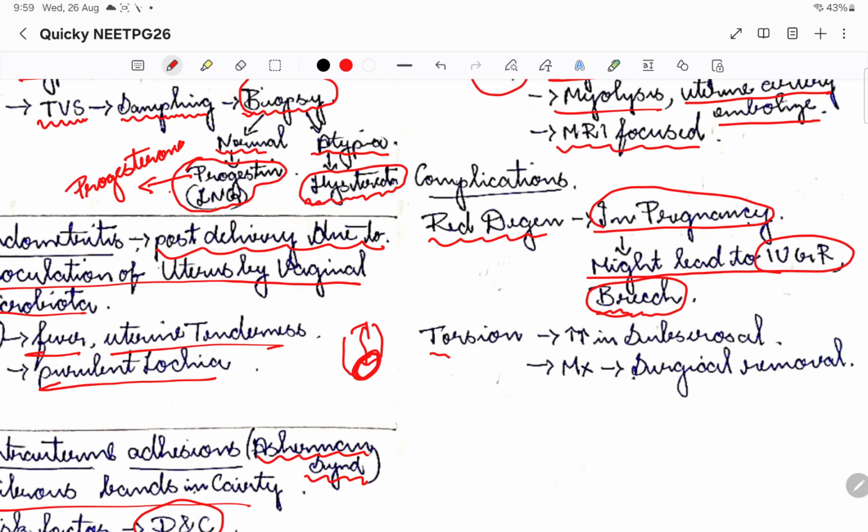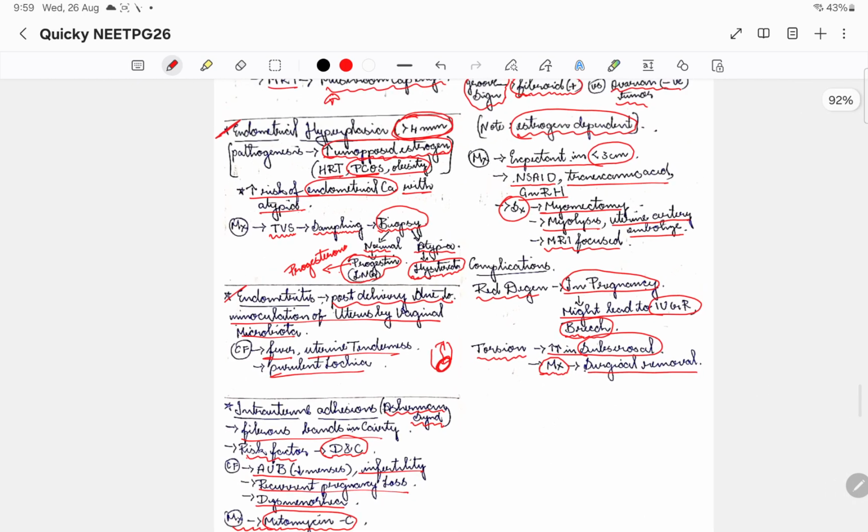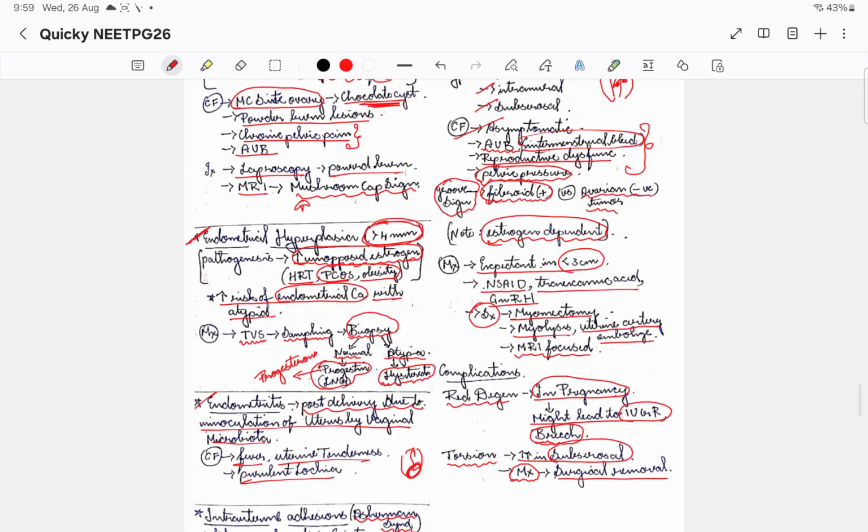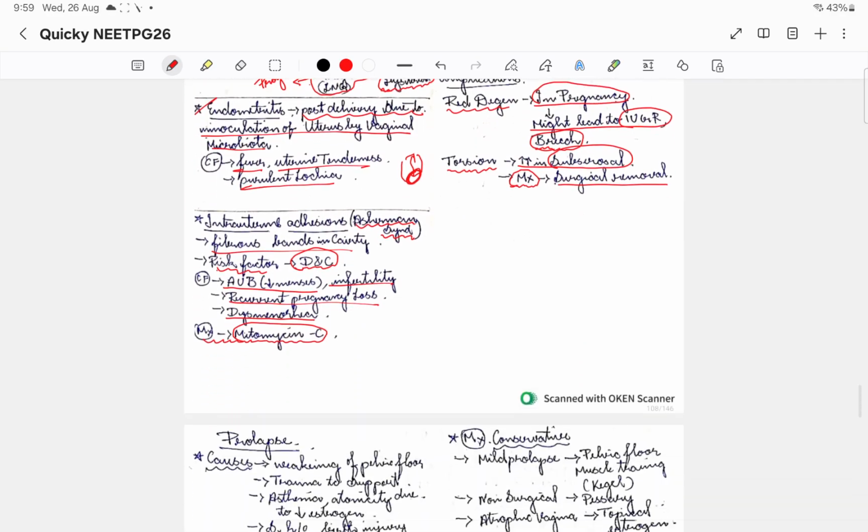Whereas it can go for torsion. A subserosal leiomyoma is outside the uterus, so that is why it can go for torsion. That is where we'll have to do an immediate surgery, that is surgical removal of this leiomyoma. Okay, so this is the thing with the neoplastic uterine abnormality.